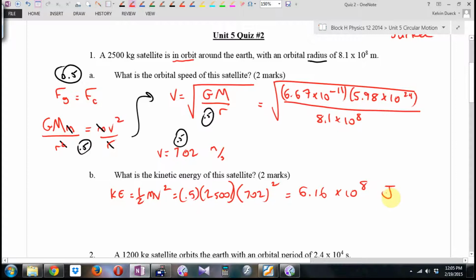And it's energy, joules. Probably I'd give you half mark for that, half mark for that, and 1 mark for the answer. Now, if you got the answer to A wrong, but you dropped it down and you went 0.5 times 2500 times your answer from A squared, I'll give you 2 out of 2 for part B, assuming you did it correctly.